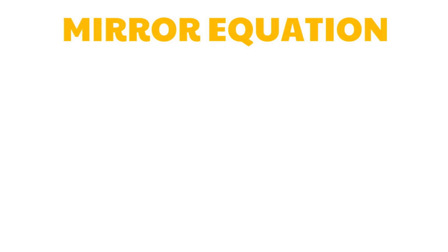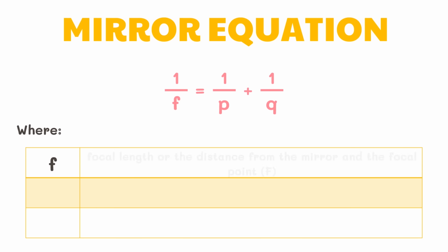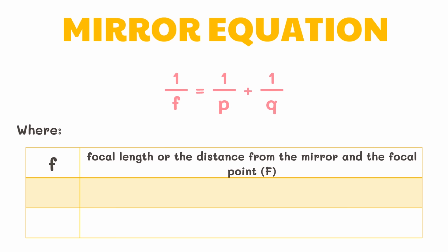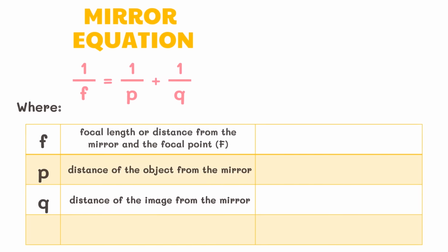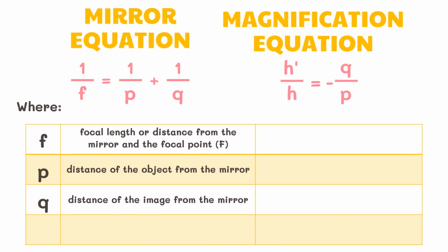Now let us determine the characteristics of the images formed by curved mirrors using the mirror equation. 1/f = 1/p + 1/q, where f is the focal length, or the distance from the mirror to the focal point, p is the distance of the object from the mirror, and q is the distance of the image from the mirror. We also use the magnification equation, h'/h = -q/p.